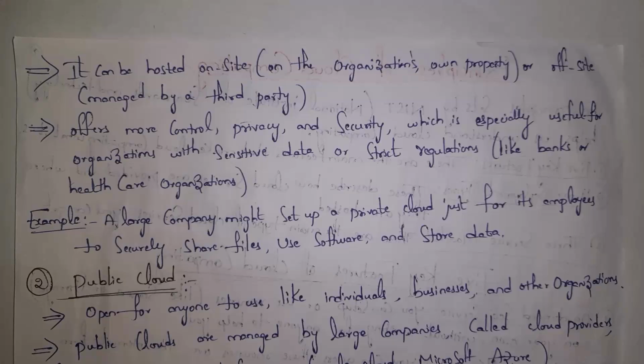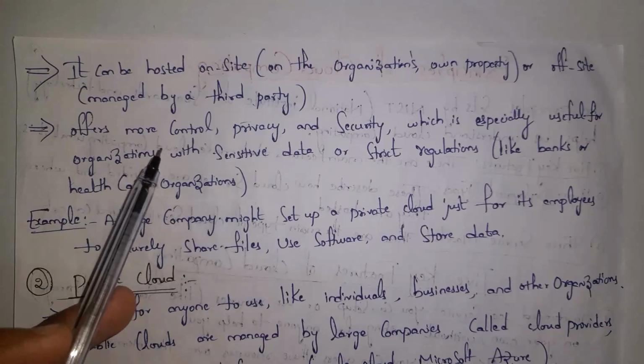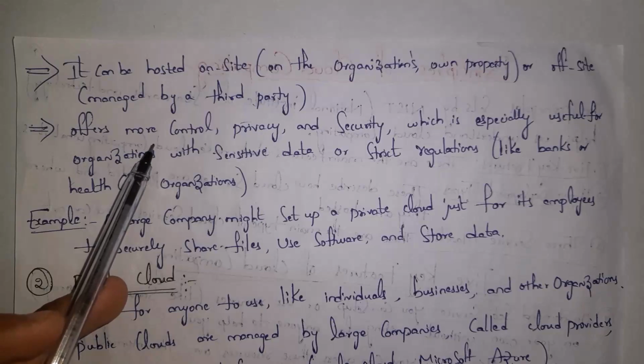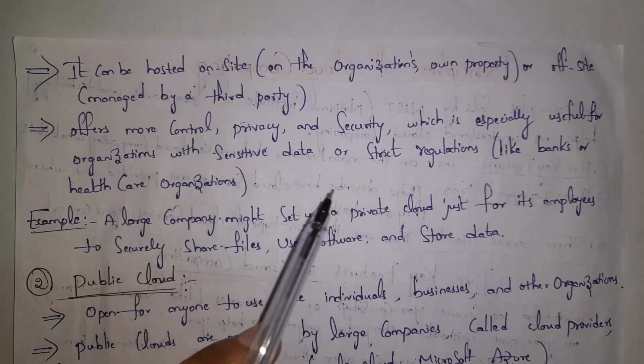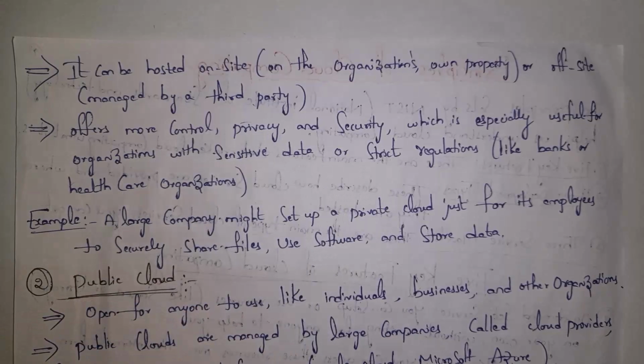As private cloud is accessed only by a particular company, your data will be secure. So there is more control on your data and there will be privacy and security. Most of the companies which handle sensitive data, for example, banking and government organizations, will use private cloud because they want to keep data secure. So large companies will set up private cloud for their employees to securely store and share their files.